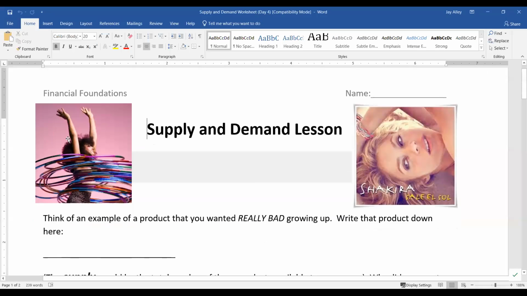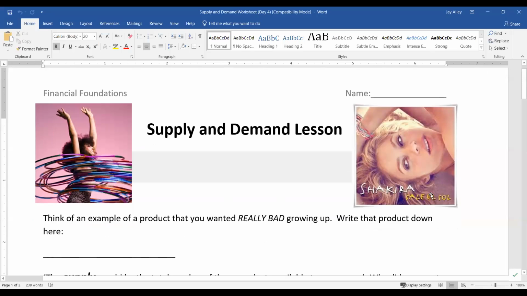Anybody recognize what this woman over here is doing on the left? What are those things that she's got around her? The hula hooping. Yeah, she's hula hooping. Those were extremely popular back in the 50s, maybe even into the early 60s.